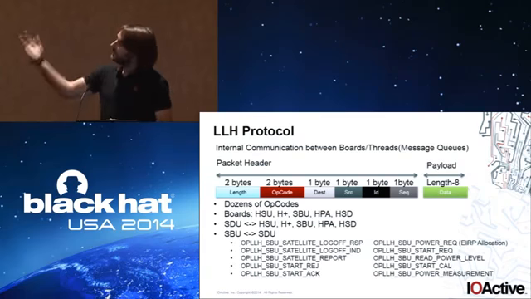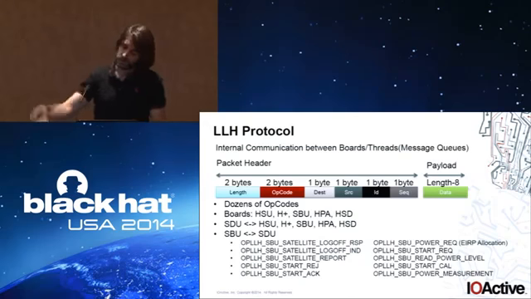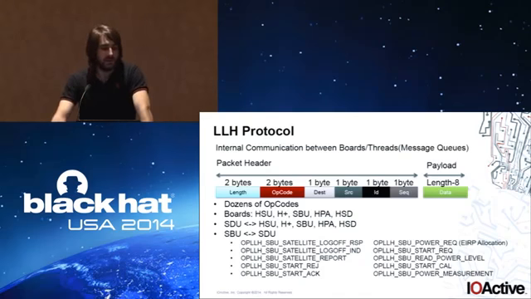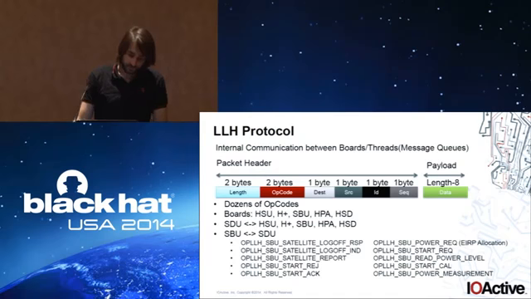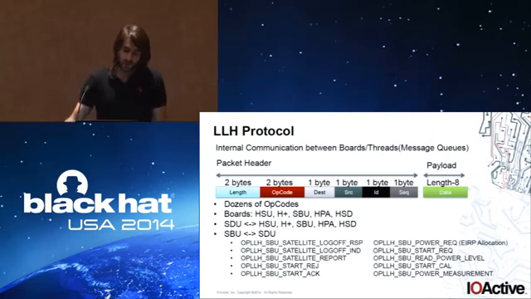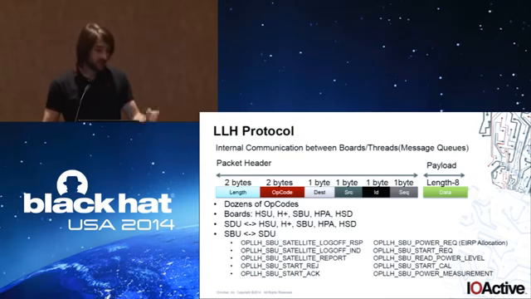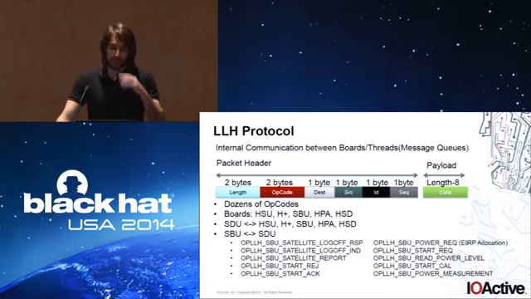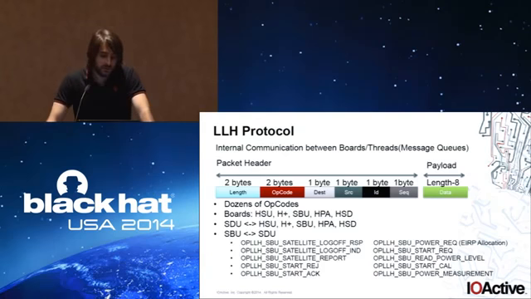But the structure of the packet is basically what you can see there. We have a packet header and then the payload length, the opcode or the function you want to invoke, and then the destination of the communication, and then the source. Those ID and sequence fields sometimes are used, sometimes not.